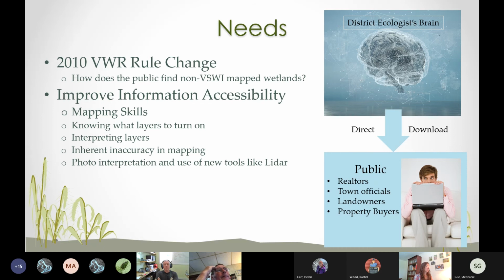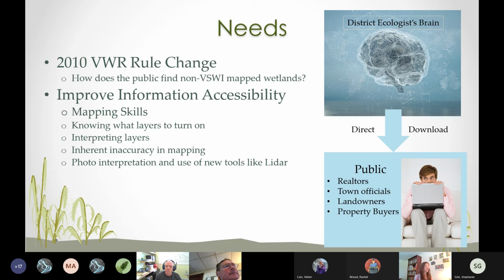And as I mentioned before, it's something that we want to be able to provide to somebody so they don't have to have a certain skill level or contact somebody with a certain skill level. Some of those skills are knowing what layers to turn on, interpreting what those layers mean, understanding that there's a little bit of an inherent inaccuracy in the mapping, and there's all kinds of other tools out there that we want to incorporate into our mapping, like LiDAR and photo interpretation. And some of the layers that we have actually already do that. So we want to make sure that the public has access to that.